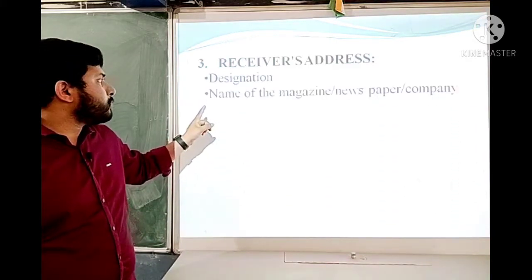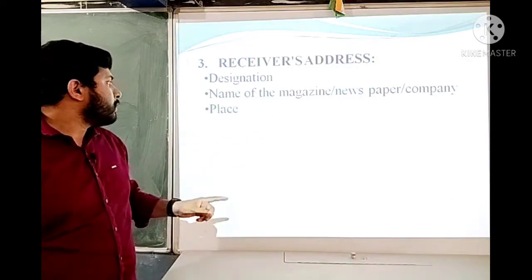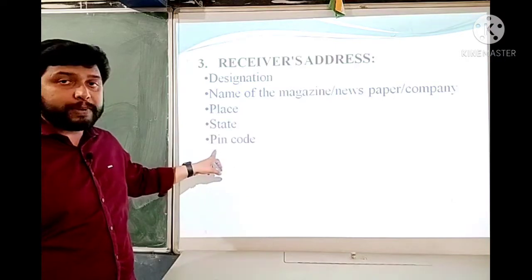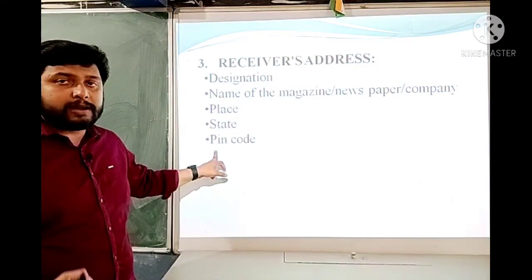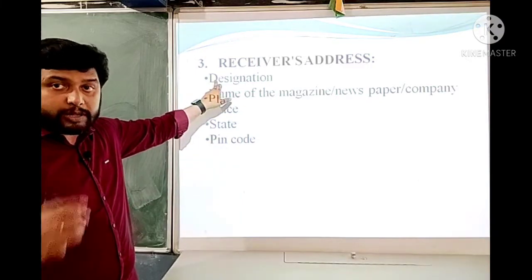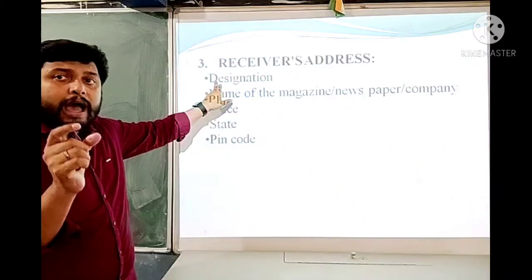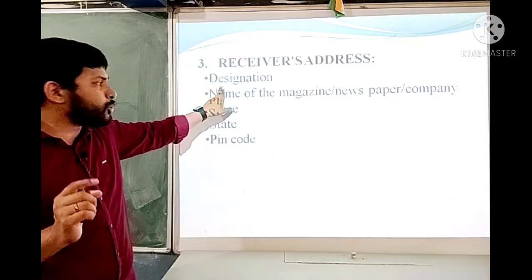Designation must be there. Name of the magazine, newspaper or company. Third one, place. Fourth one, state. And finally, pin code. Same way how we write the address of the sender, there must be the designation. The person who receives your letter must be having a profession, and in that profession he will be having a post. So designation must be mentioned.